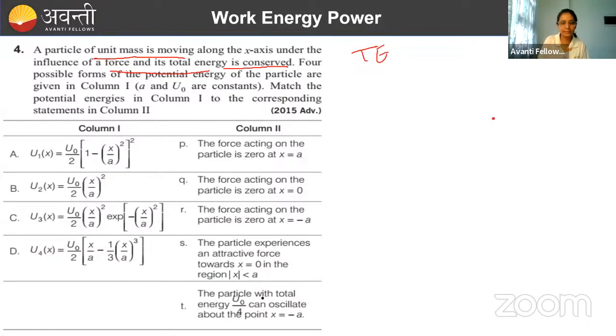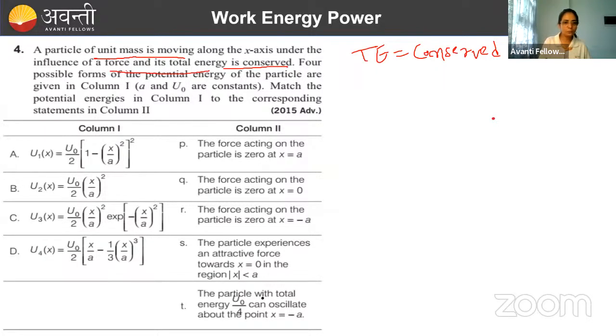Again, total energy conserved है। इसका मतलब क्या हुआ? इसका मतलब ये हुआ कि there is no non-conservative force around. Then, if there is a friction, non-conservative force, total energy won't be conserved. It will die out with time. But here it is conserved, no non-conservative forces.